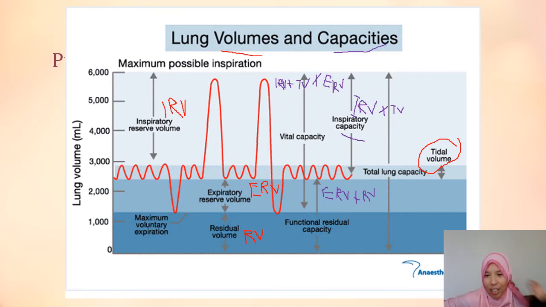And lastly, if you add all of this, IRV here, TV here, ERV here, and also RV here, you get total lung capacity. So all the capacities are actually lung volumes being added up.